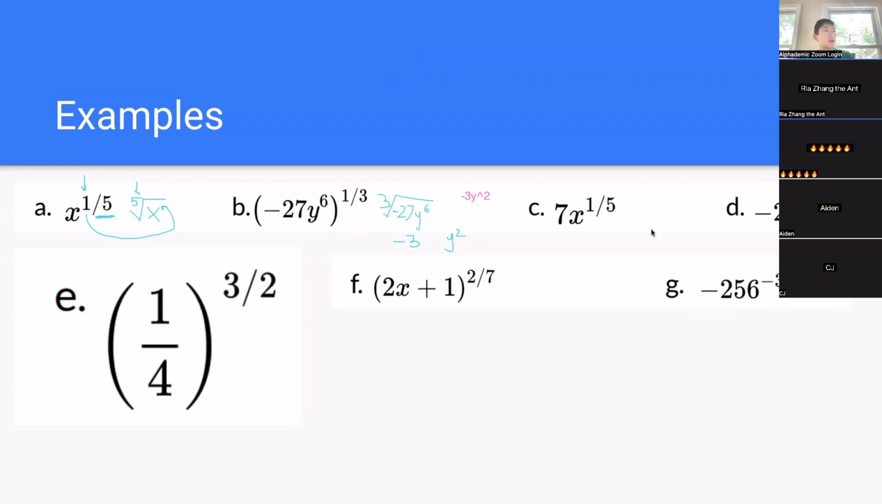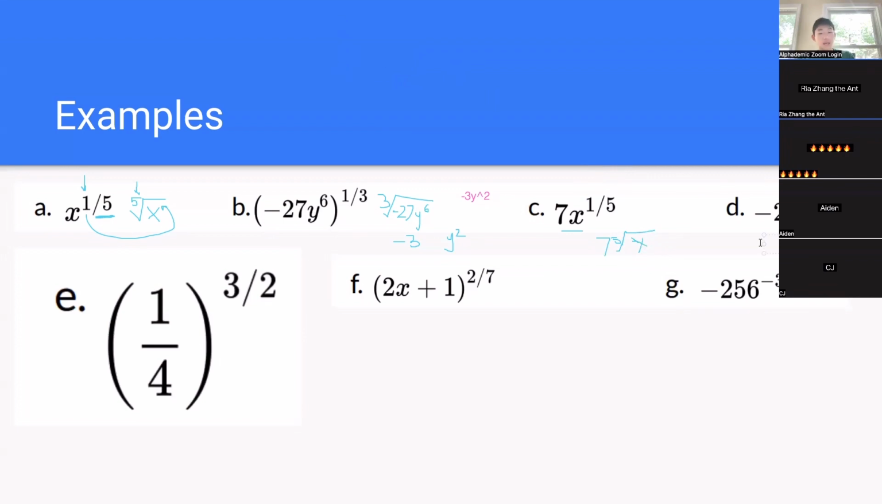Okay. So for the first one, it's a tricky problem. Make sure that you look closely, that the exponent is only being applied to x. It isn't being applied to 7. 7 just stays as is. So it would be 7 times the 5th root of x, right?